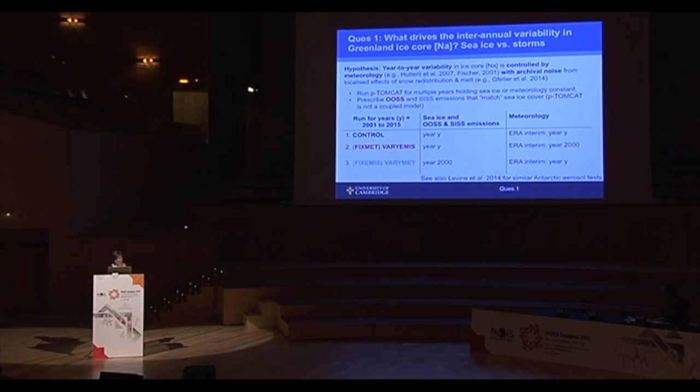We run the model for 15 years. The control run has emissions, sea ice, and meteorology all changing in tandem. And then there are 2 runs where one is held fixed and the other is left to vary. The results in red will show you when just the emissions or the sea ice are varying, and the results in blue will show you when just the meteorology is varying.